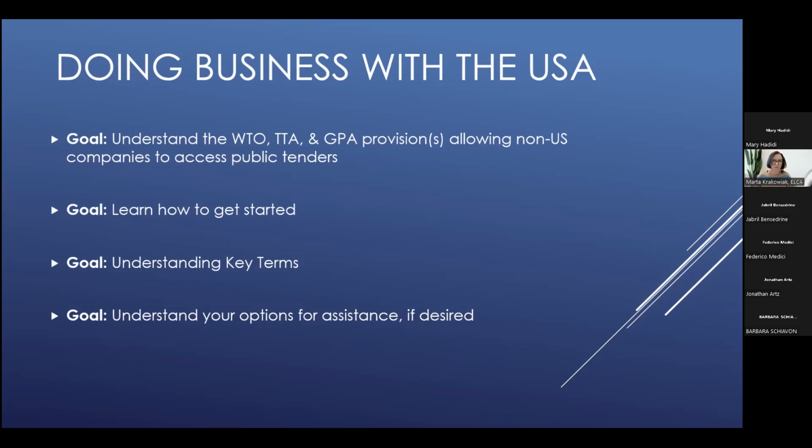Also, we'll learn how to get started. If you're coming here and you don't know what to do, I'll run you through some high-level steps to get started. We'll understand some key terms, because if you understand the general framework, they can change out the words, but you'll understand the concepts underneath and you'll very easily be able to adapt. And then also understanding your options for assistance, because these processes can be time consuming and complex. So asking for help, or having someone right alongside you that can guide you, if you wish, can be an option.